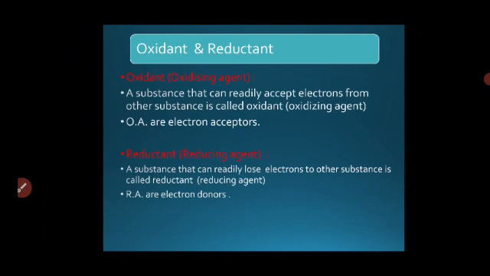A substance that can readily accept electrons from another substance is called an oxidizing agent or oxidant. So oxidizing agents are electron acceptors, and a reductant is a substance that can readily lose electrons to another substance, called a reducing agent or reductant. So reducing agents or reductants are electron donors. Now, these two are opposite definitions.